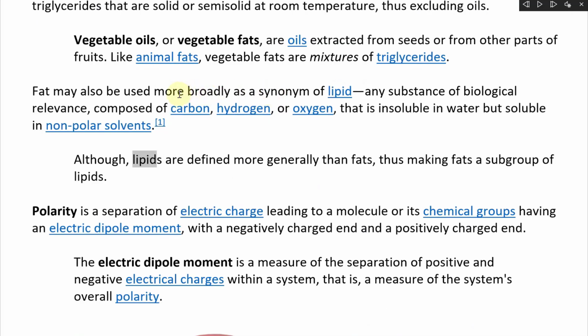And here we quickly teleport to the earlier definition for lipids. So fat may also be used more broadly as a synonym of a lipid, which is, again, any substance of biological relevance composed of carbon, hydrogen, or oxygen that is insoluble in water but soluble in non-polar solvents. So pretty much like an oil. Although lipids are defined more generally than fats, thus making fats a subgroup of lipids.